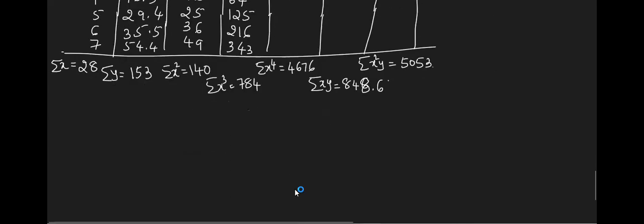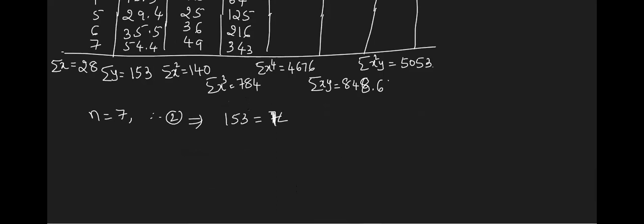Let us substitute in equation 2 now. What is the value of n to be referred here? 7 sets of values are there. So equation 2 becomes summation y, which is 153, equal to a into summation x square, 140a, plus summation x into b, so 28b, plus n into c, 7c. Am I correct with the first equation substitution? Yes, ma'am.